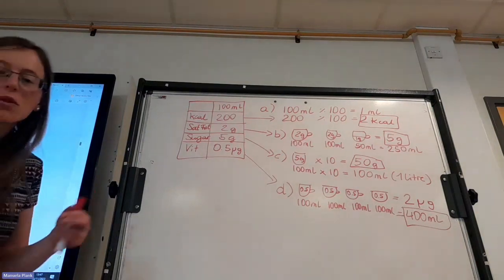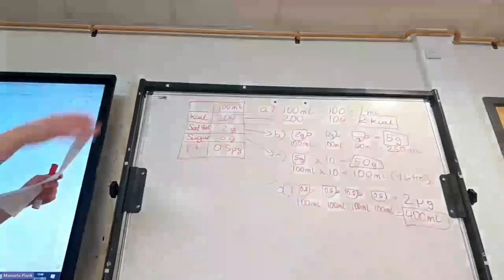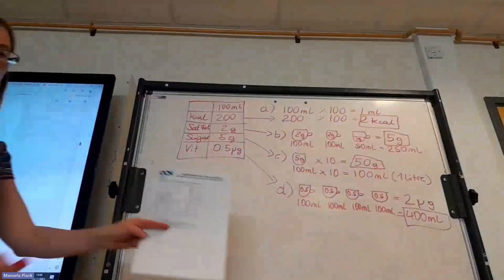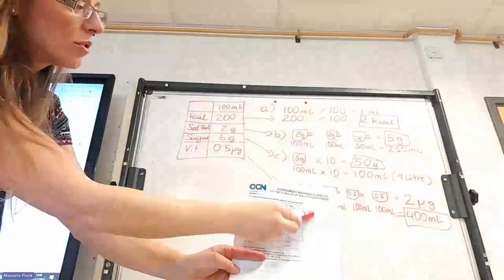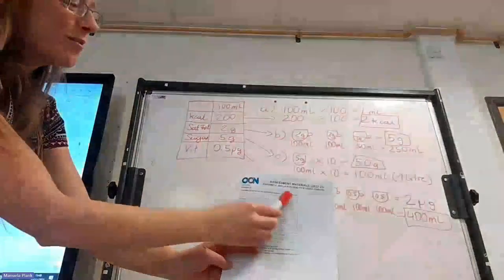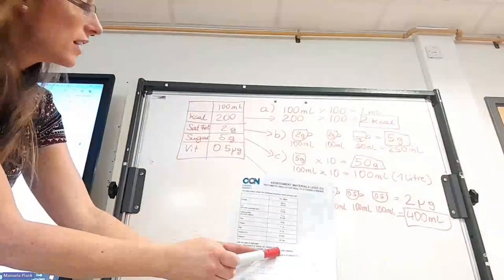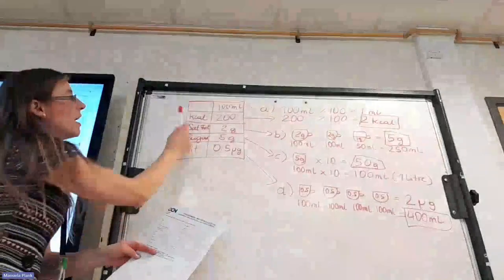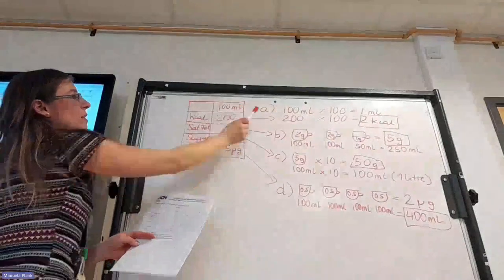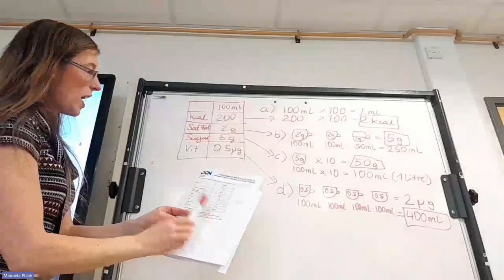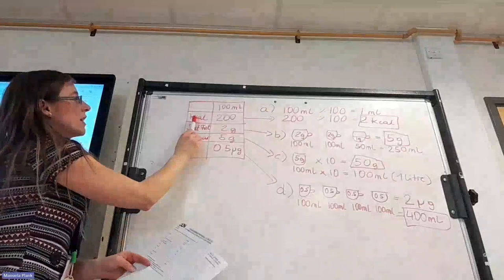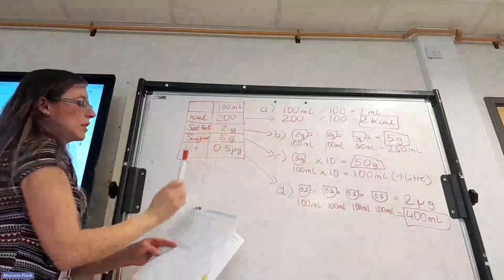So first of all, question number 2, we have our table, and that table shows us the amount of milk per 100 milligrams, and then some figures here. I have simplified this table because number A asks us for energy. So I've written down kilocalories, 200.